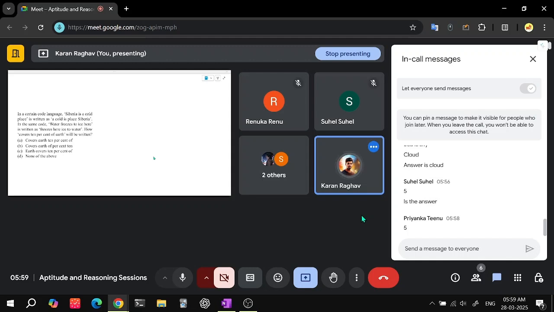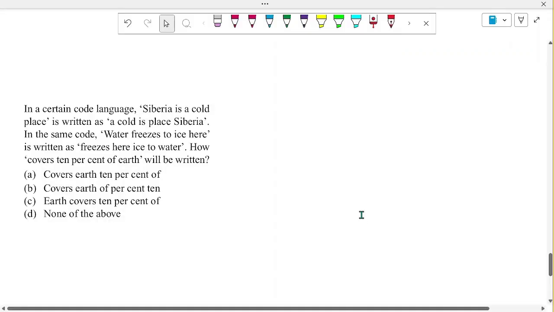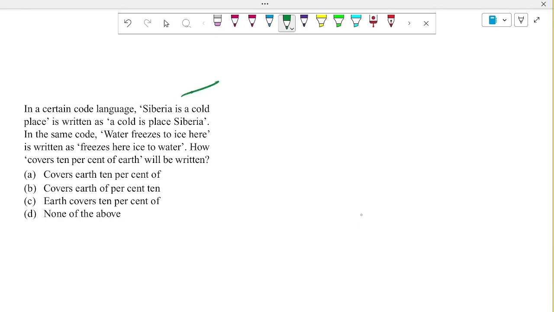See, why such questions will be asked is because they will check how good you are in finding the relation between the codes. Okay, the relation between anything that you see. There will be some pattern in most of the cases, and you need to find that one. Okay, I'll give you a hint. This question is based on alphabetical series.